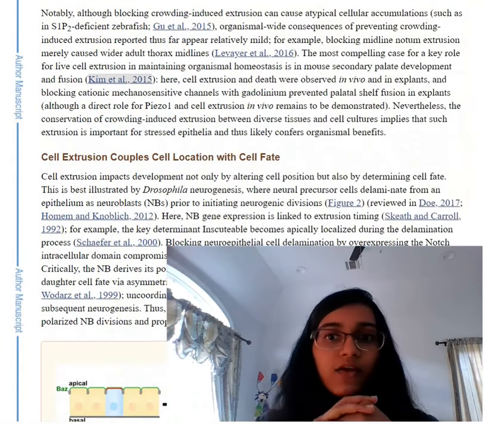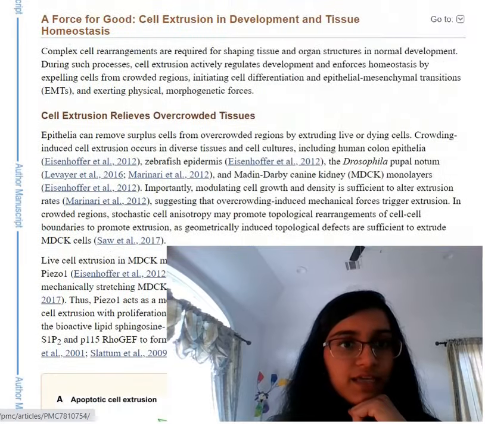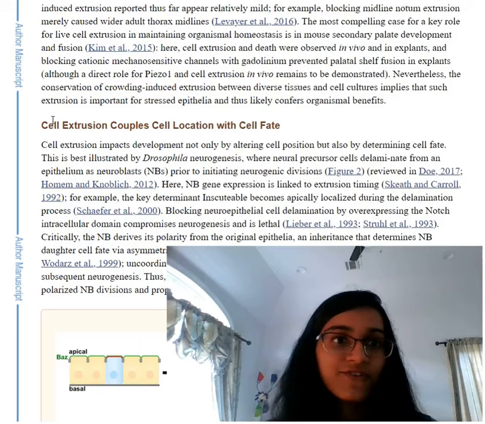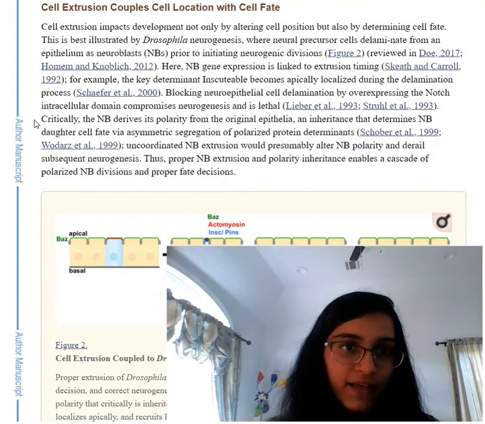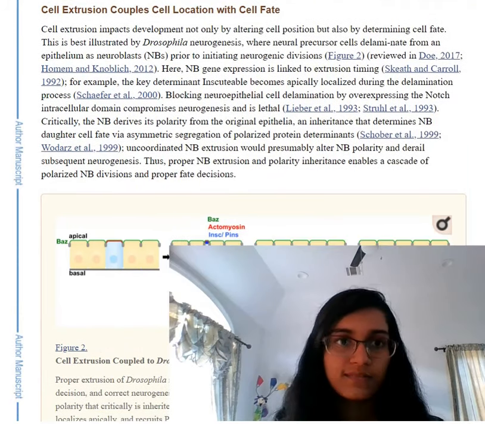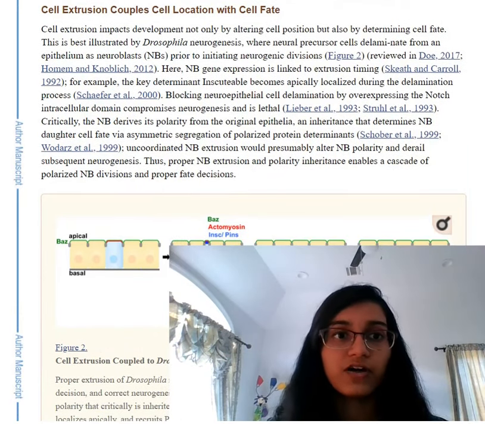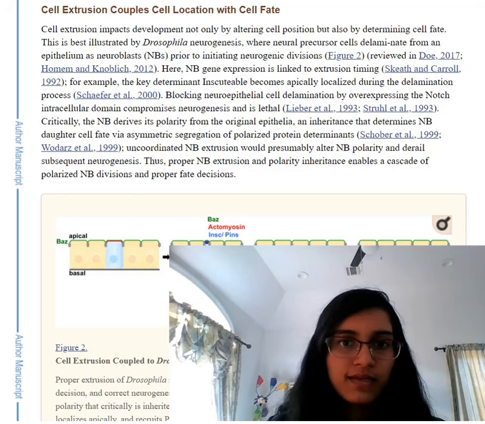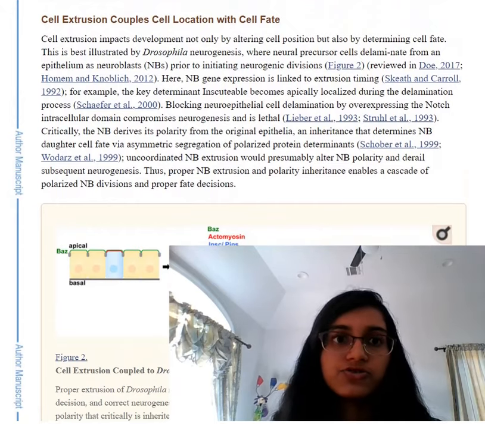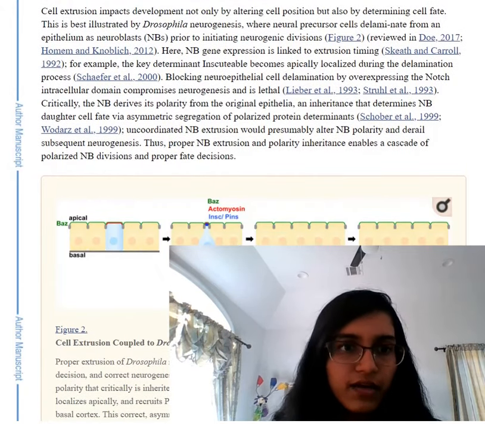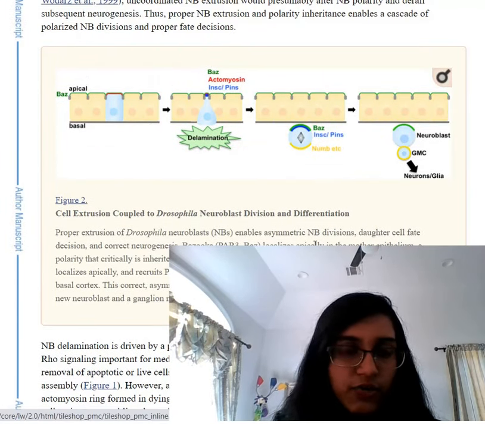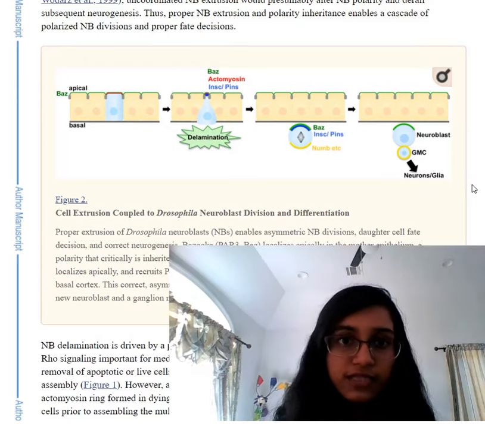Cool, so we have just finished a huge section in this article. So great job for sticking through that, and let's go on to the next one. Now let's move on to yet another function of cell extrusion. Just scrolling through this section again, of how cell extrusion couples cell location to cell fate, we see that there is in fact another diagram here. So let's take a look at this.